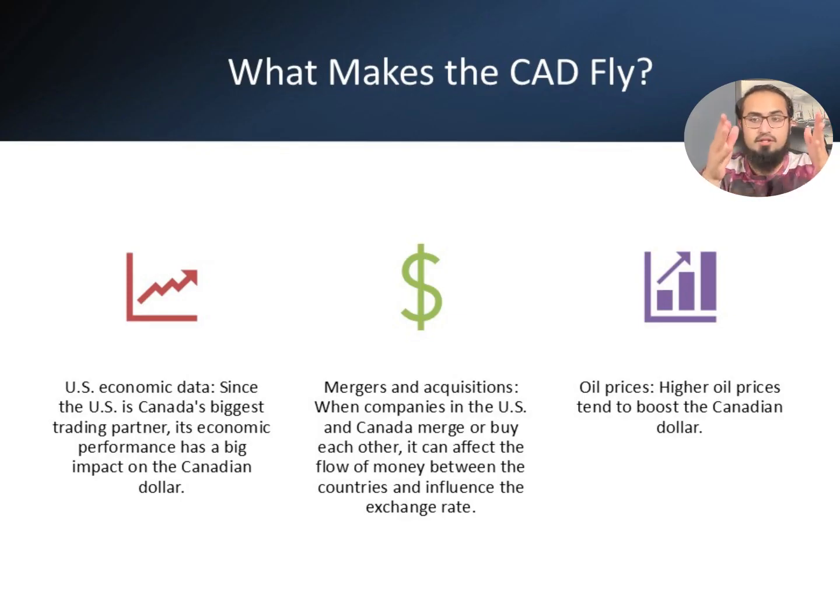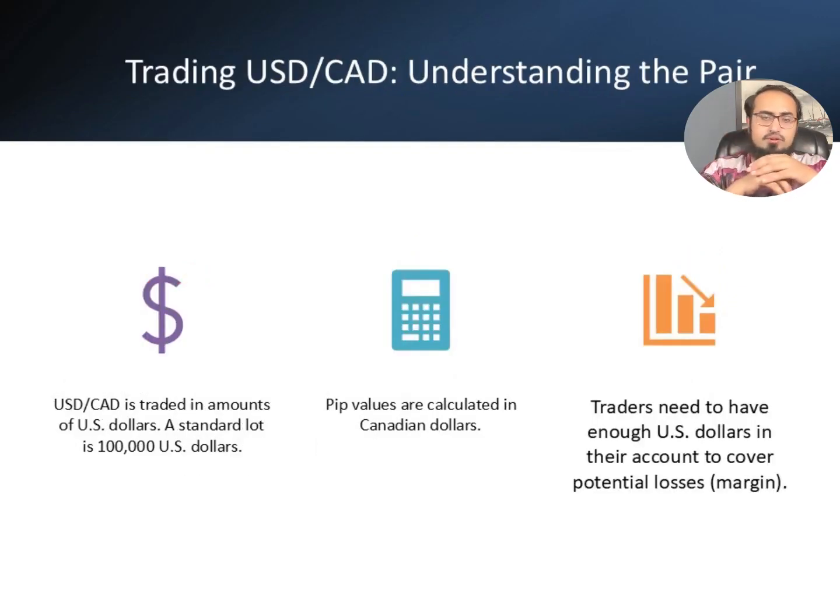Mergers and acquisitions: companies in the US and Canada merge or buy each other. It can affect the flow of money between the countries and influence exchange rates. When companies merge, one company buys another or they combine. These transactions influence the currency, and if it goes up, the CAD goes up, and if it goes down, the CAD also goes down. USD CAD is also traded in dollars. Its pip value is calculated in Canadian dollars for 1,000 US dollars. Traders need to have enough US dollars in their account to cover potential losses.